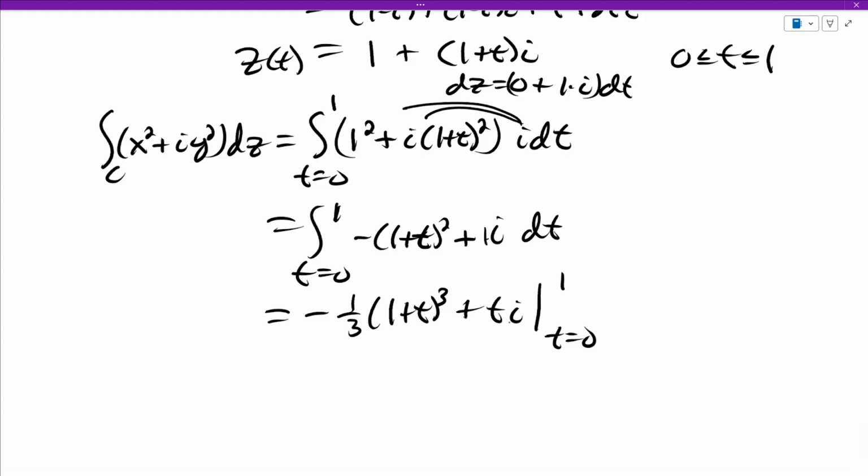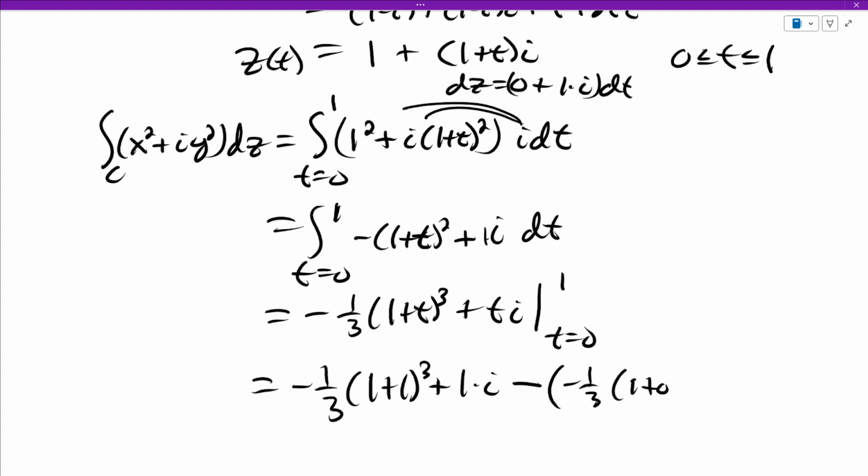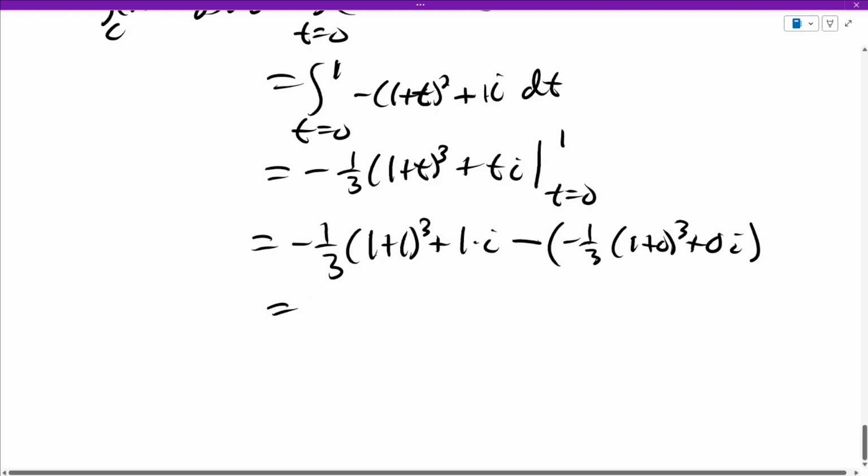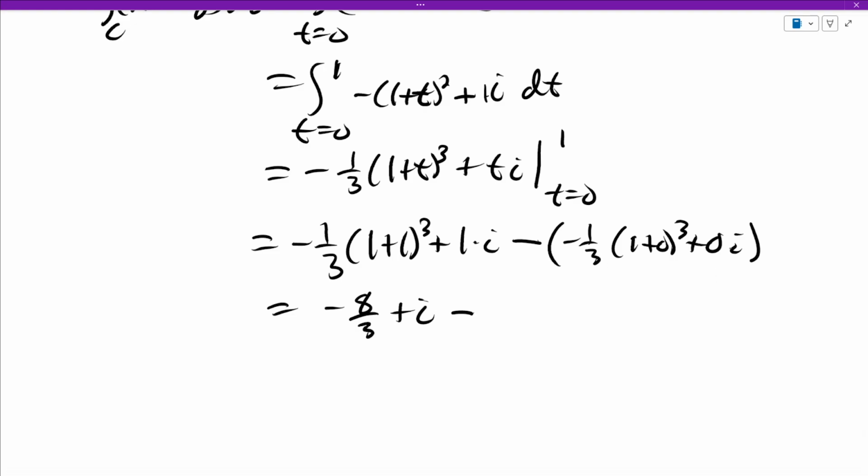0 is actually not going to be the annihilator this time. We're going to get something non-zero from the first one. So let's plug in both of our bounds this time and be careful. And then minus 0 times negative 1/3 (1 plus 0) cubed plus 0i. Great. Oh, shoot. And so that's what? 2 cubed, that's negative 8/3 plus I. And then minus negative 1/3, I think, is all we get from here. So that's positive 1/3, so we get like negative 7/3 plus I, if I haven't made any further mistakes. Negative 7/3 plus I.